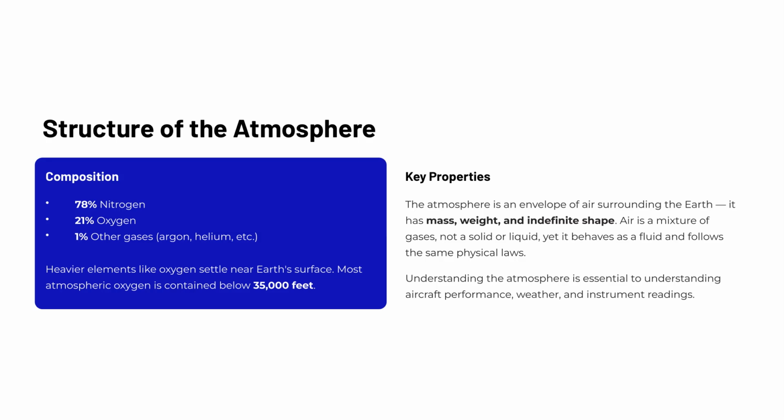The atmosphere is the envelope of air that surrounds the Earth, and understanding its structure is foundational to everything we do in aviation. By composition, the atmosphere is made up of approximately 78% nitrogen, 21% oxygen, and the remaining 1% consists of other gases such as argon and helium. What's important to recognize here is that heavier elements like oxygen tend to settle closer to Earth's surface due to gravity. In practical terms, this means that the vast majority of the oxygen available in the atmosphere is found below 35,000 feet, which has direct implications for aircraft performance and human physiology at altitude.